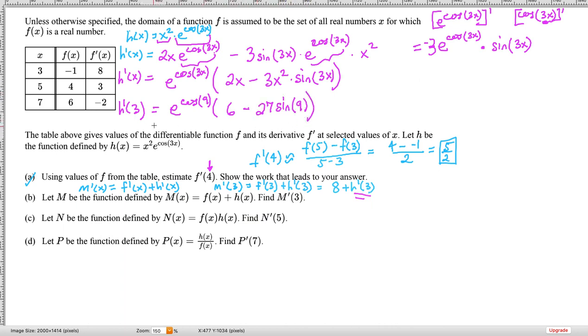And now we've got to go to the calculator. So I'm going to take my time. I'm going to do this twice and make sure I do it in a different order each time. So the first time I'll say e to the cosine of 9 times 6 minus 27 sine 9. And I get negative 2.0619. Okay, I would have rounded that to the 5, but whatever.